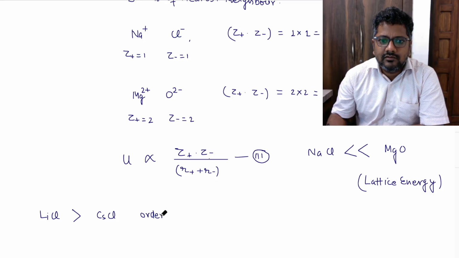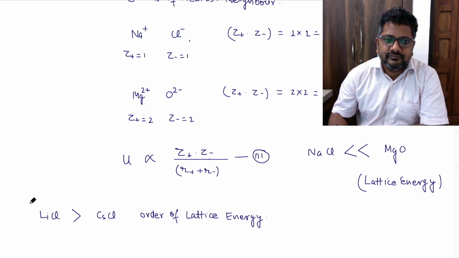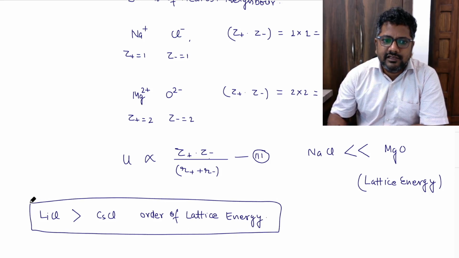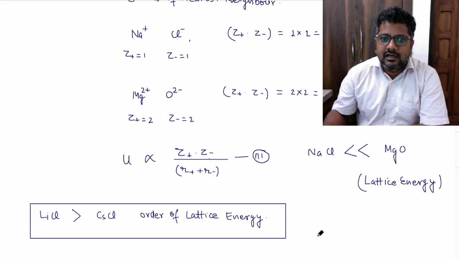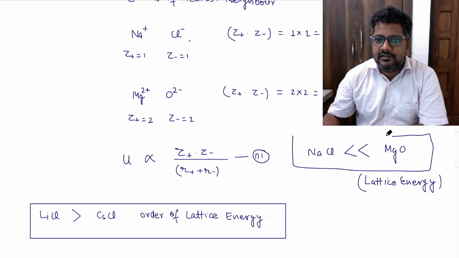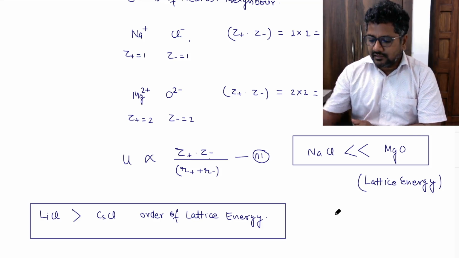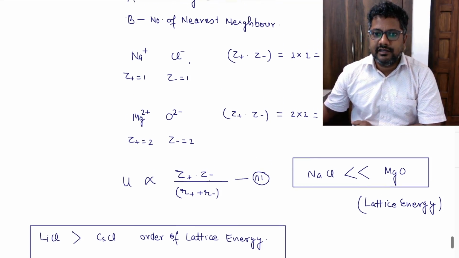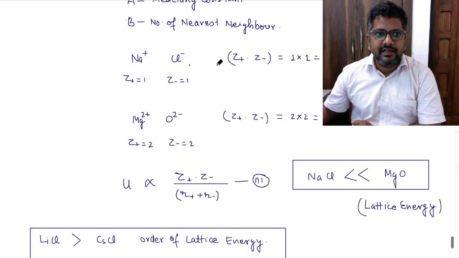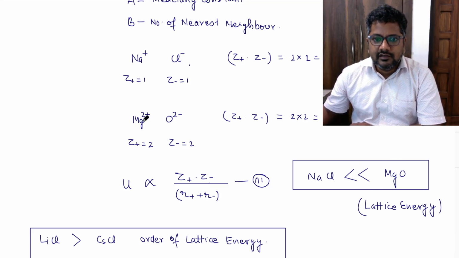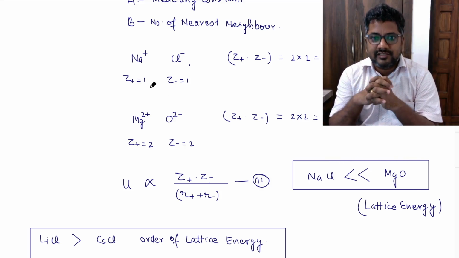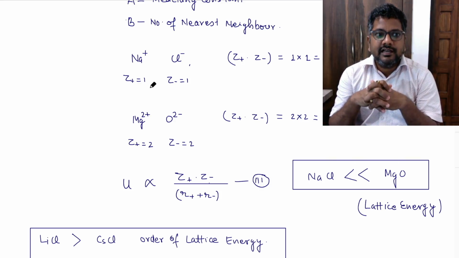Order of lattice energy. Right? So in this way you can compare the lattice energy for different salts, right? For different salts you can compare. So Z is basically what? The magnitude of charge present over the cation and anion, right?